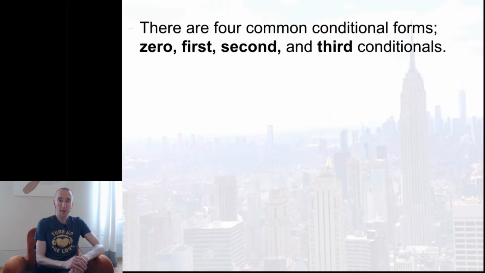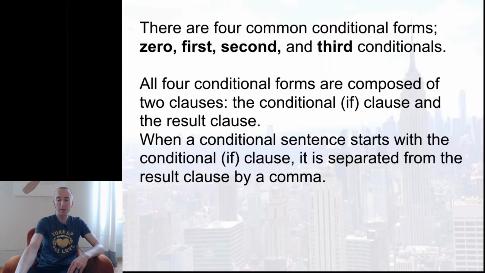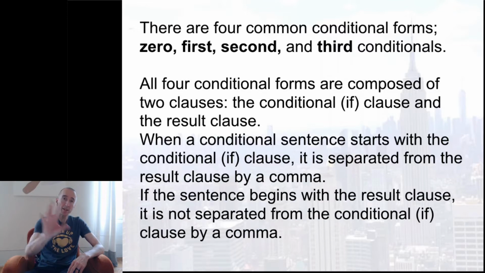There are 4 common conditional forms in English, and we call them the zero, the first, the second, and the third conditionals. All 4 conditionals are composed of 2 clauses, the conditional or if clause and the result clause. When a conditional sentence starts with the conditional or if clause, it's separated from the result clause by a comma. If the sentence begins instead with the result, it's not separated from the conditional part or the if clause.